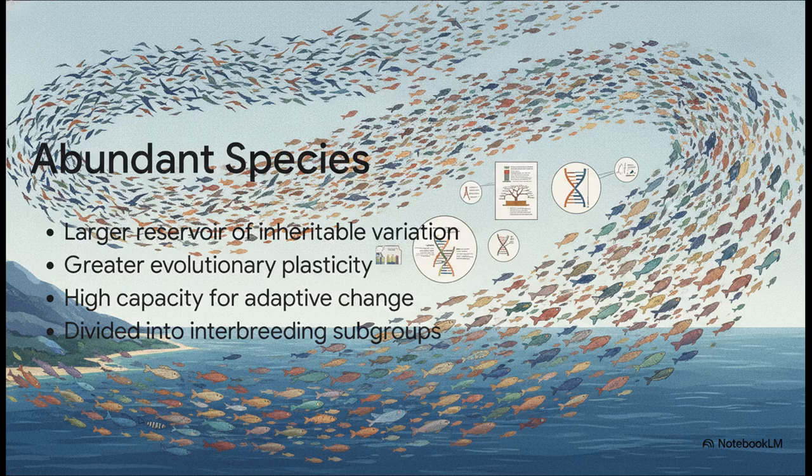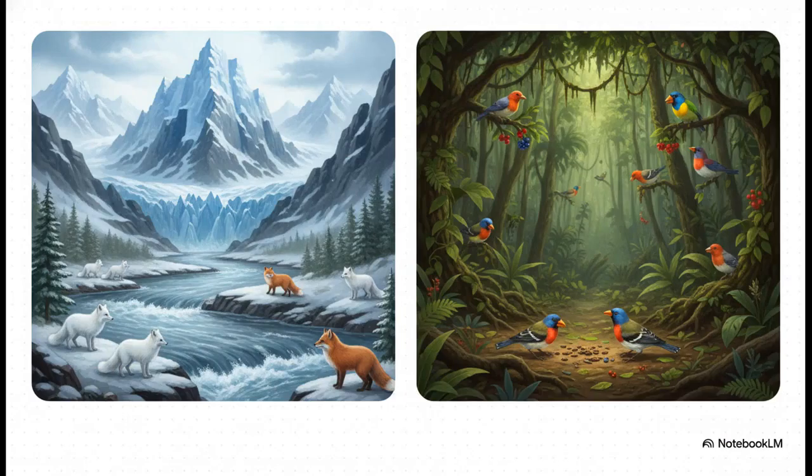Because they have this huge reservoir of inheritable variation, they have way greater evolutionary plasticity. They're divided into these vast continuous subgroups that are constantly interbreeding, constantly testing out new genetic combinations against whatever the environment throws at them. And all this vast variation ultimately leads to the creation of entirely new species.